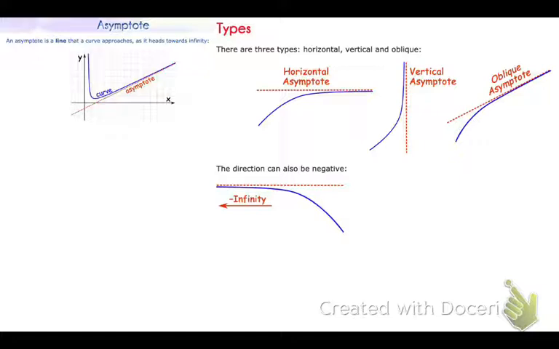And asymptotes are kind of weird. They follow all these weird rules. Like, you can cross a horizontal asymptote, but you cannot cross a vertical asymptote. Same with an oblique one.